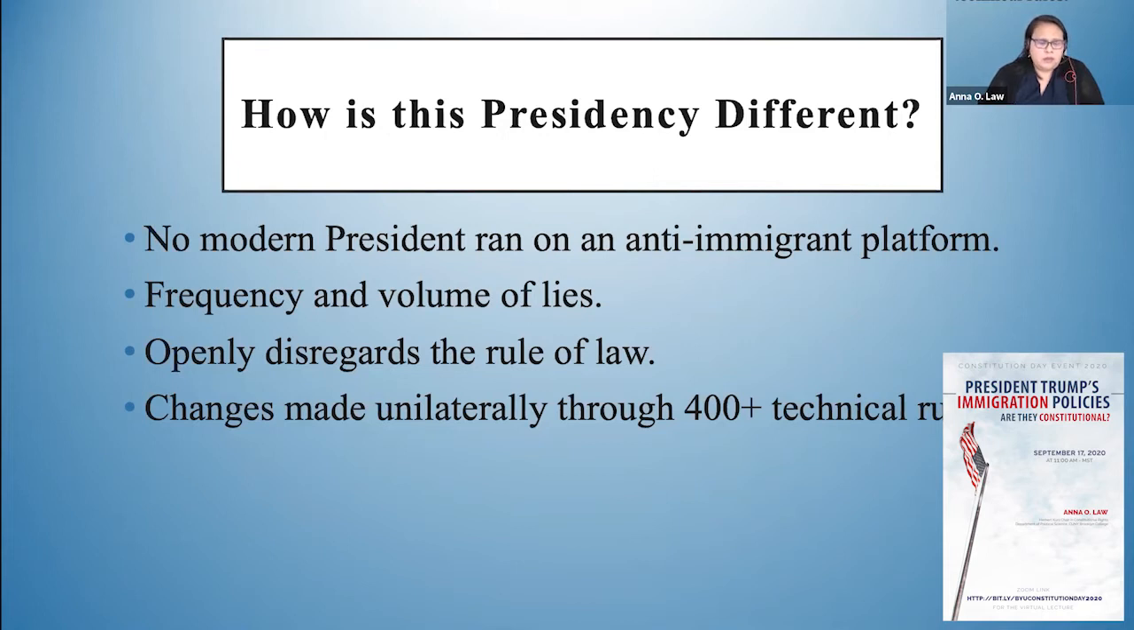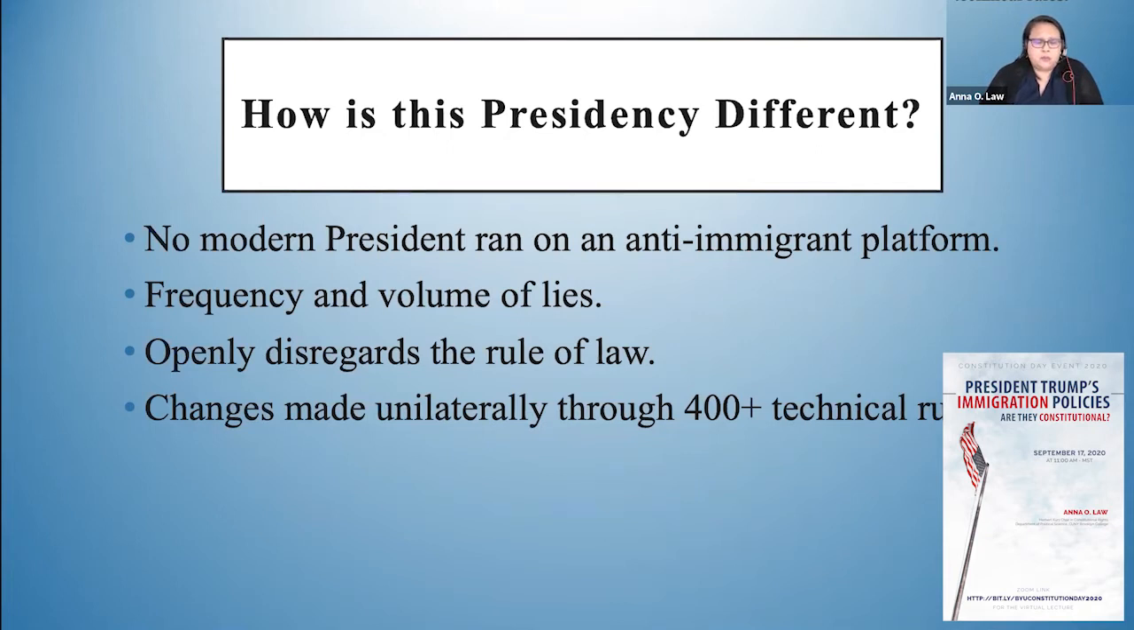The other thing that differentiates this president from other presidents, both Democratic and Republican, is the frequency and the volume of the lies. All politicians lie, but it is the volume and frequency of the lies that we'll talk about in a minute. And this president, unfortunately, disregards the rule of law. The fact that BYU has a Constitution Day event leads me to believe that you respect the rule of law. And we will talk about what aspects of the rule of law.